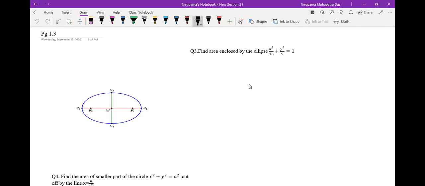So x square by 16 plus y square by 9 is in the form of x square by a square plus y square by b square equal to 1. So it means it is a horizontal ellipse. So this is your x-axis, and here it is your y-axis, the minor axis along the y-axis. So we want the area enclosed by the ellipse.